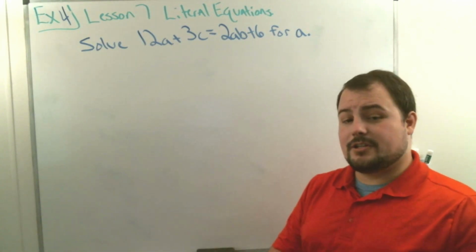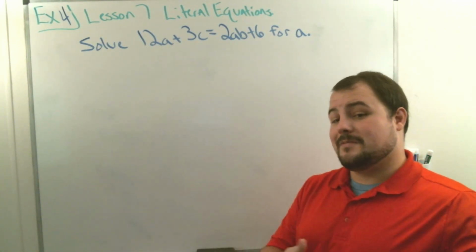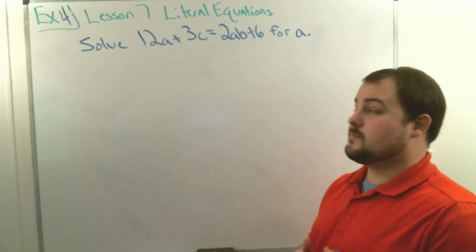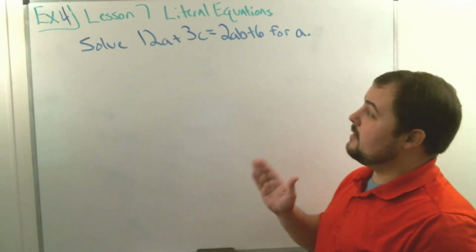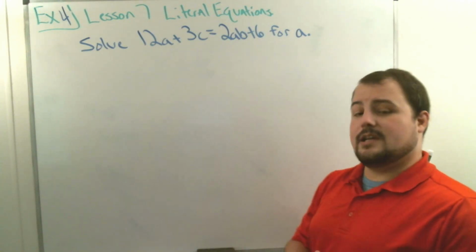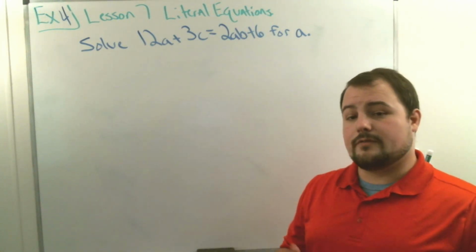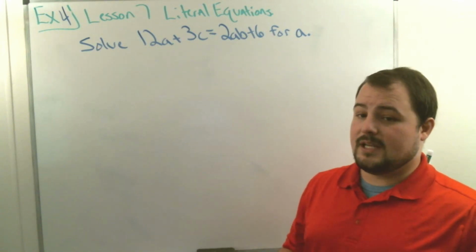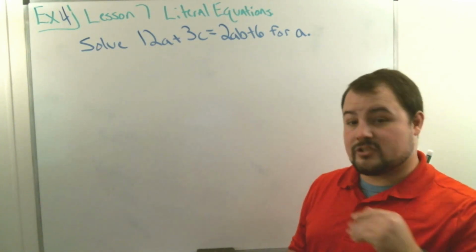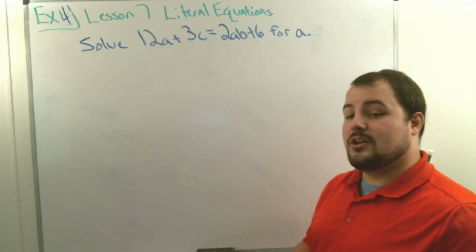I decided after some deliberation with myself, this is your last problem. So what we're going to do is solve this problem: 12 times A plus 3 times C equals 2 times A times B plus 6. And we're going to solve this equation for the variable A. So that means we're going to get A by itself. Now notice I've erased my steps. I'm actually just going to follow my steps based on my rule.